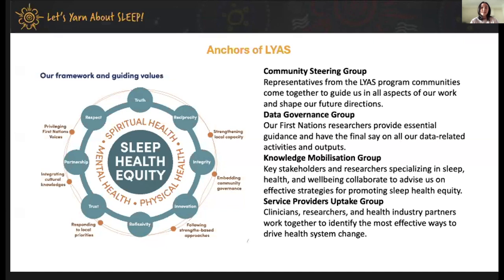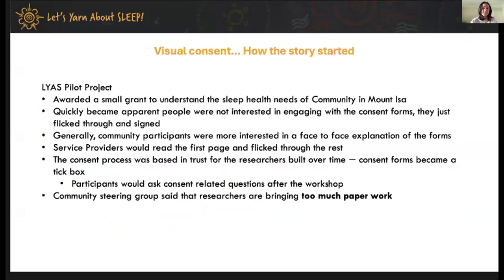And then we have our data governance group. Our First Nations data governance group is made up of Aboriginal and Torres Strait Islander researchers. They bring a unique perspective of both culture and identity while also understanding the Academy very intimately. Due to this, their guidance and insight is one of the pillars of our program. They have final say on all of our data-related activities and outputs. And then we also have the Knowledge Mobilization Group and Service Providers Uptake Groups. These are strategy groups that ensure that with all the time and energy our participants give us, we're making the most of the data we're collecting and addressing challenges and barriers in the best way possible.